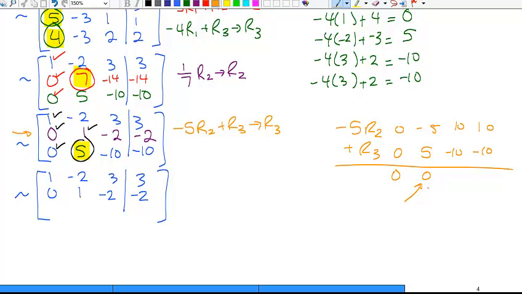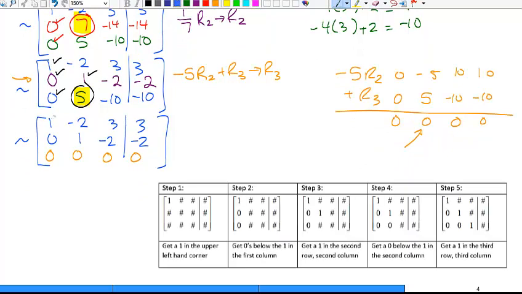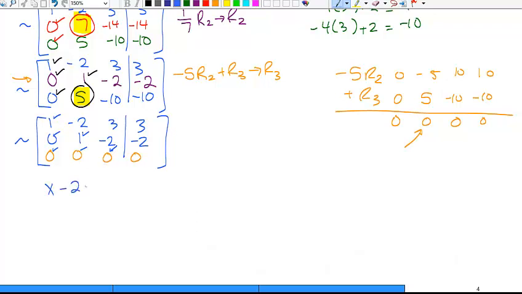That's what I was hoping to get, but accidentally I also get zeros on everything else. This is not my fault. I did not make a mistake. It just happened that way. So looking at my progress, I have a 1, I have the zeros below. I have a 1, I have a 0 below. If you're ever zeroing out that third row accidentally, you know you have a special case. In this case, because 0 equals 0, I have an infinitely many case.